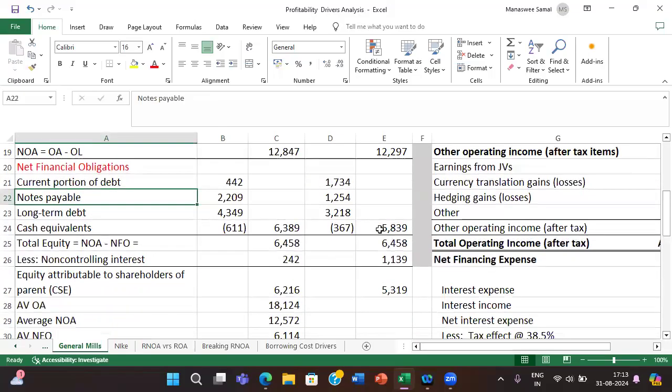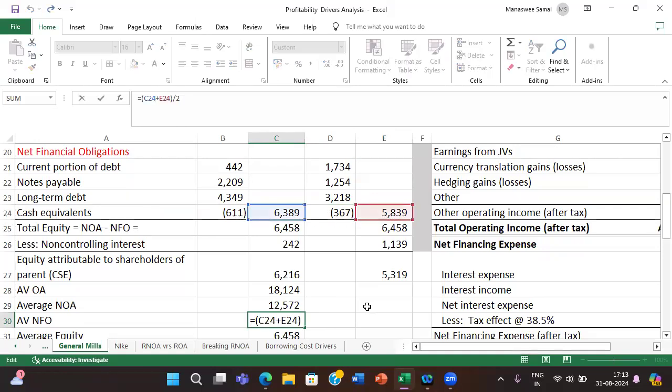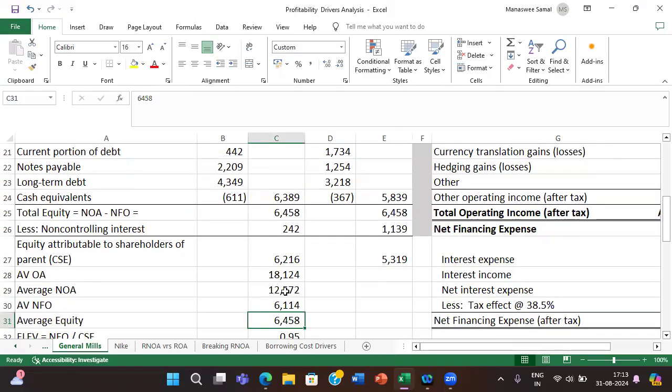Then we have 36389 and 5839. As usual, we need the average NFO figure, that is 6114. I'm just clicking the formula bar. You can see that these two figures have been pulled for calculating the average. Done. So I think we're done with these two calculations. I'll just highlight it in some color. Then we move to the equity figure.